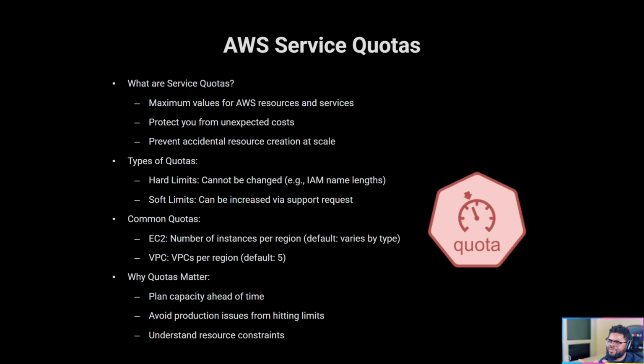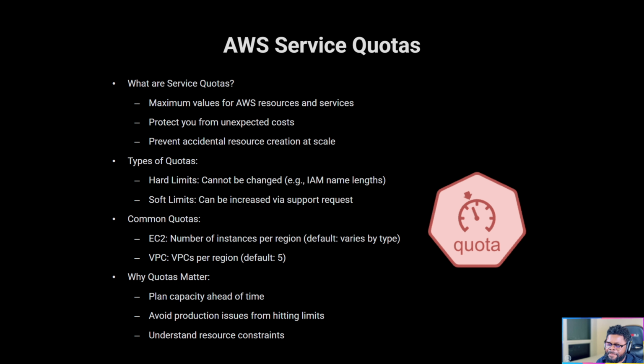So it's maximum values for AWS resources and services. It protects you from unexpected costs. We're still talking about cost management. It prevents accidental resource creation at scale, right? Somebody goes into your account and you're just spinning up stuff. You could have those quotas in such a way that you can't really go beyond something unless there's a request for it, okay? Hard limits cannot be changed. Sometimes there are hard limits, you can't change those, but soft limits are also there that you can change, right? So some examples: number of EC2 instances per region, you can set that. VPCs per region, you can also set that.